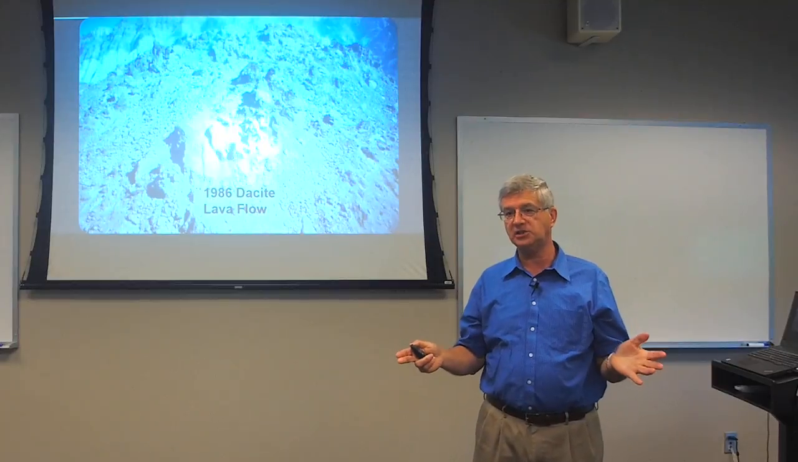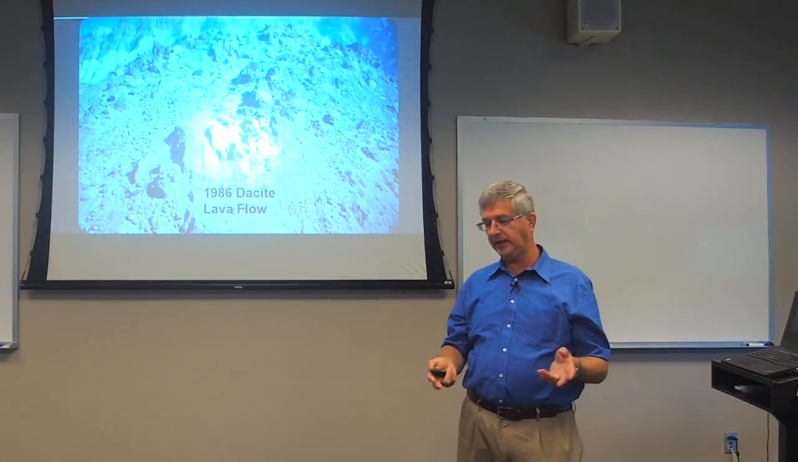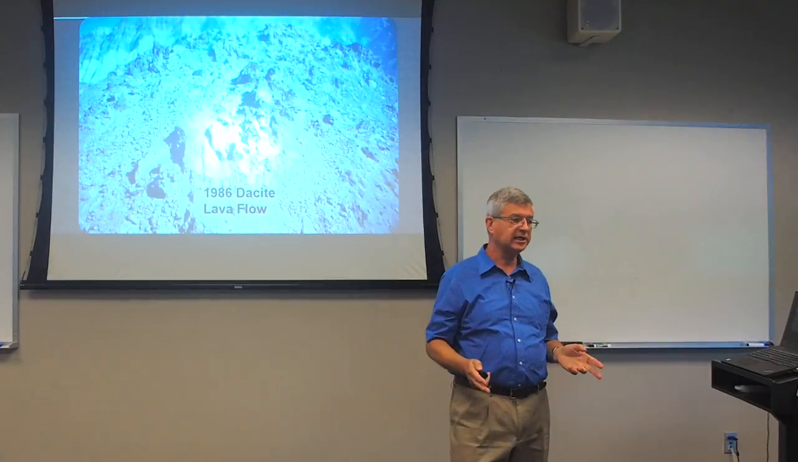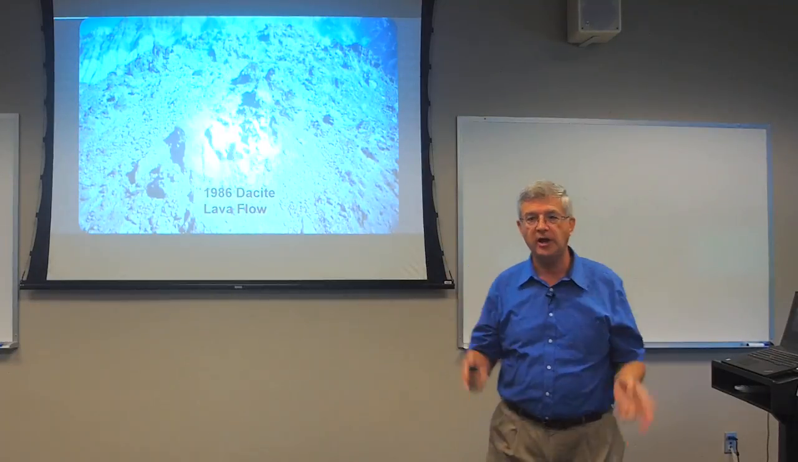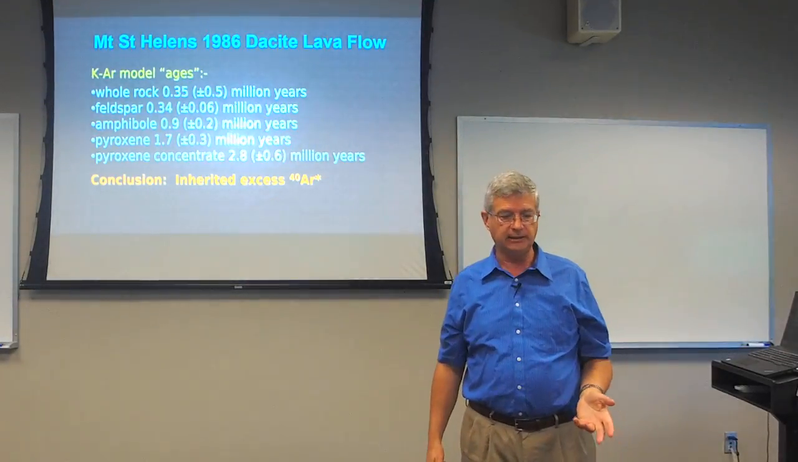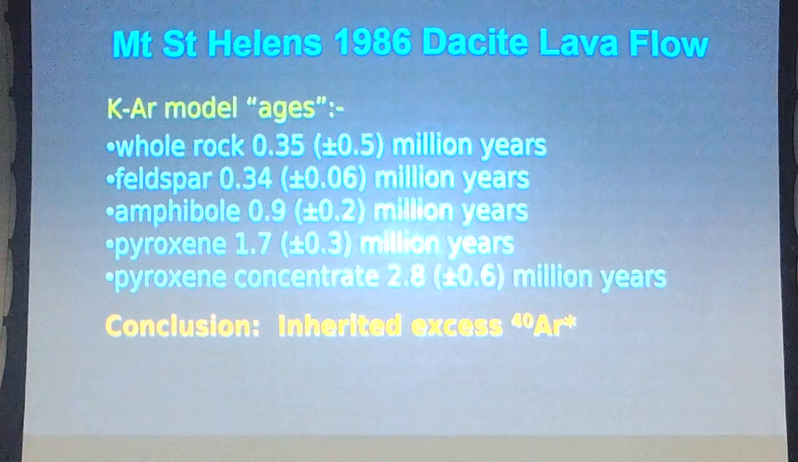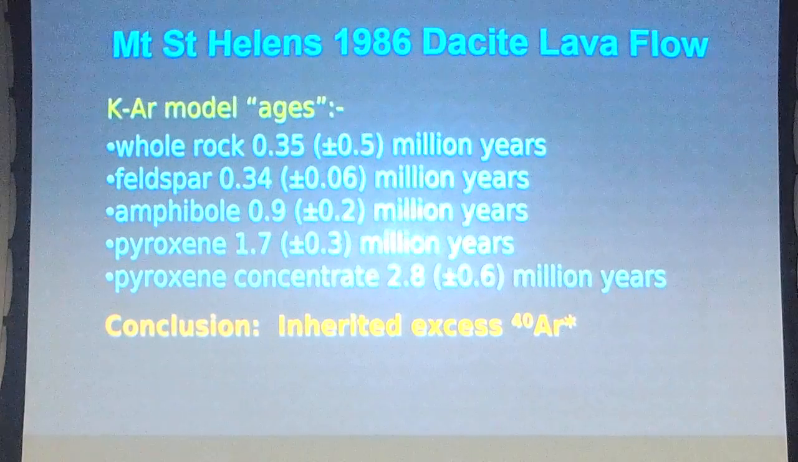It had crystallised from the lava in 1986, was sampled in 1996 and sent to the laboratory in 1996, so we knew the true age. And here are the results that were obtained. On a rock that had a real age of 10 years, the potassium-argon model ages varied from the whole rock from 0.35 million years.